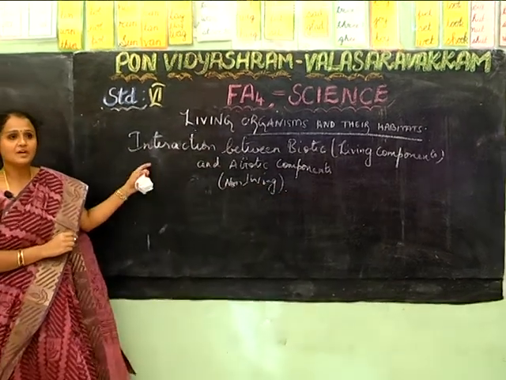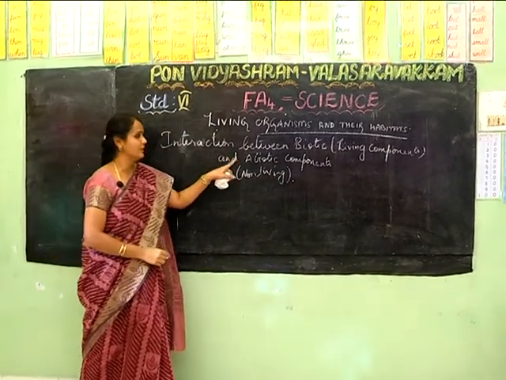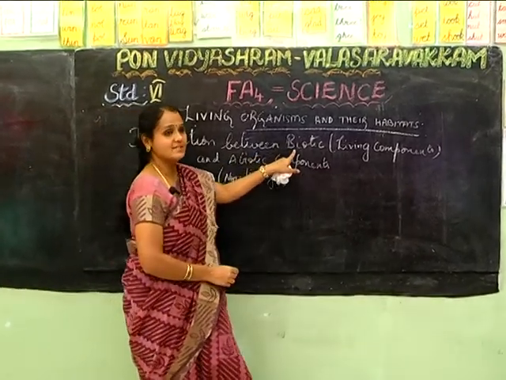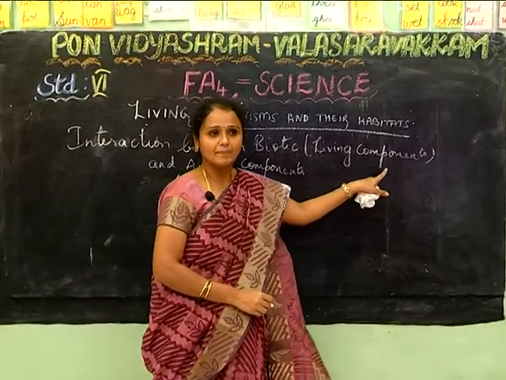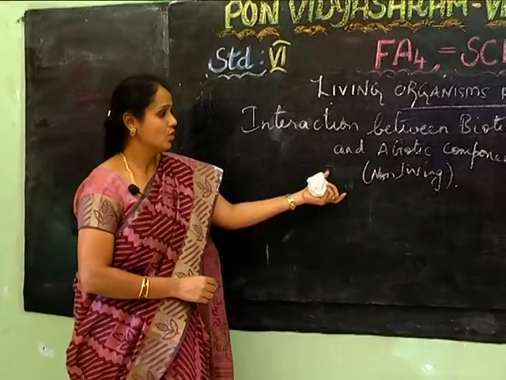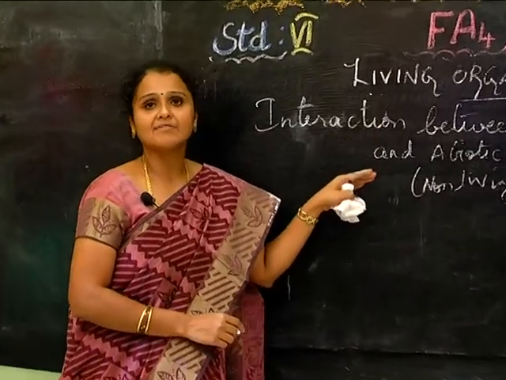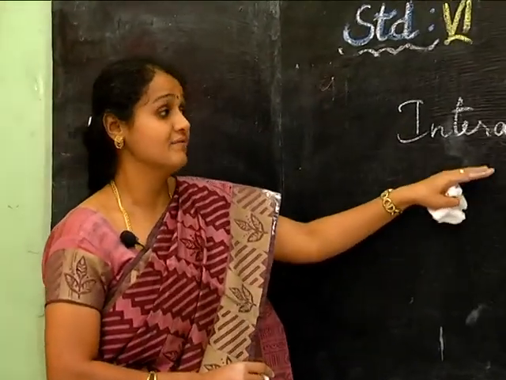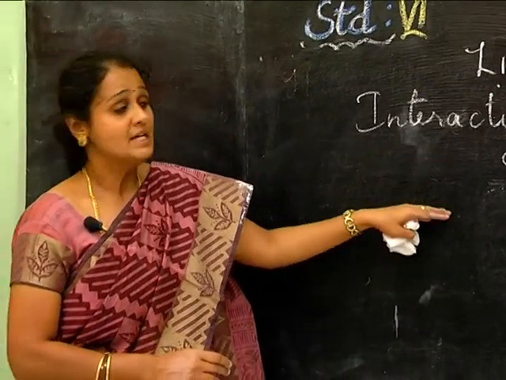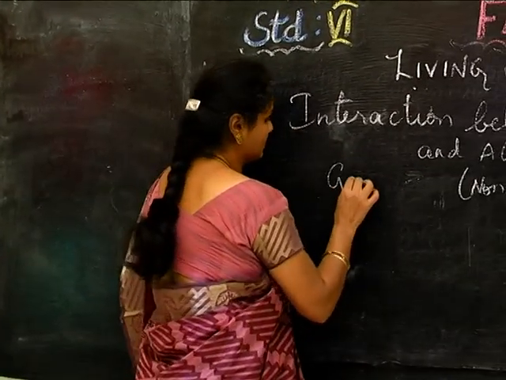Next we are going to see about the interaction between biotic and abiotic components. Biotic means living components, and abiotic components we call non-living components, and they both have a mutual understanding. We depend on both things for our survival. They have a give and take between the two.